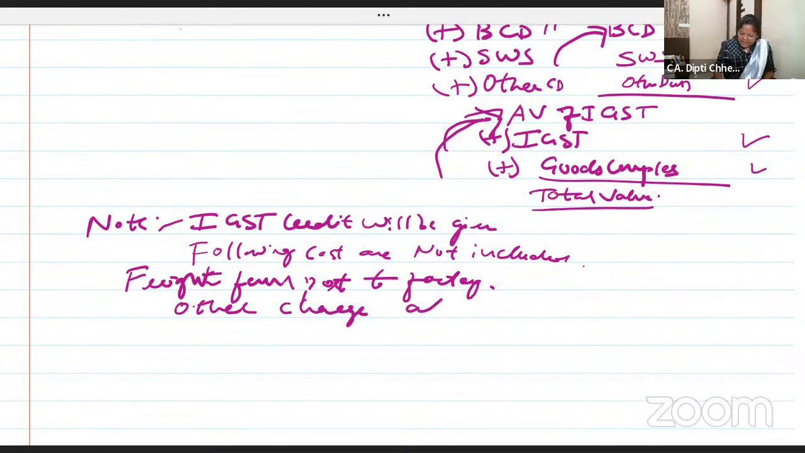Other charges at port. You know, sometimes you don't take delivery, you don't submit the document on time, you have to pay other demurrage charges. They are also called demurrage charges. Custom duty is not charged on this. Other charges, designing, this and that. Royalty. Royalty, what you have paid in their country, definitely it is going to be there.